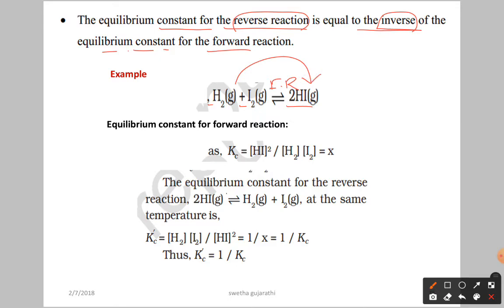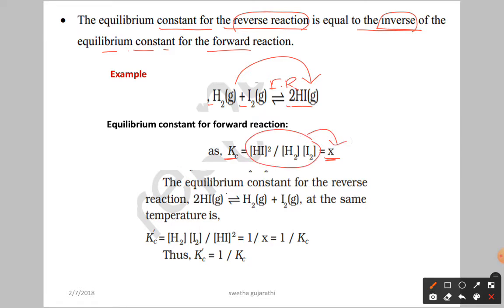Now if you write the equilibrium constant Kc, we have the products, that is the HI concentration raised to 2, over the molar concentration of H2 and the molar concentration of I2. This whole thing I am assuming as Kc.